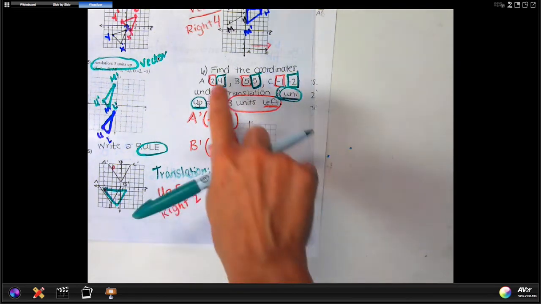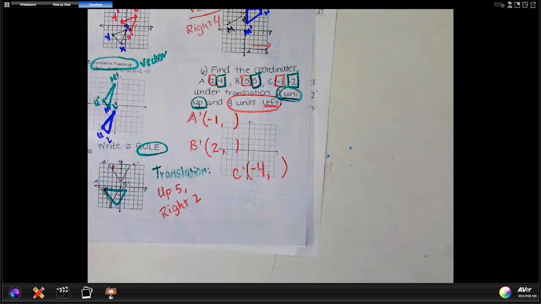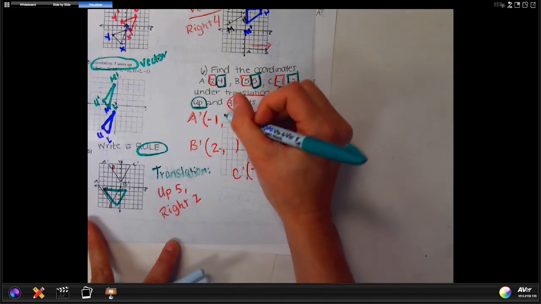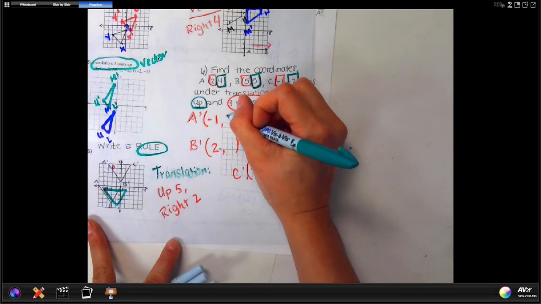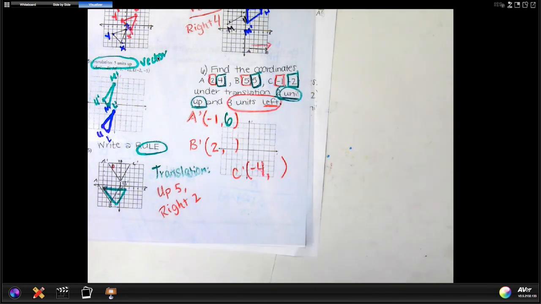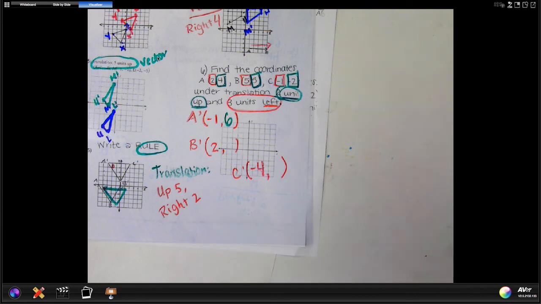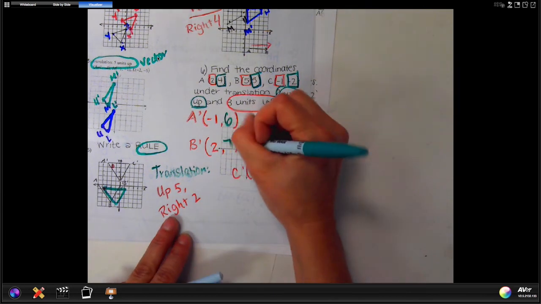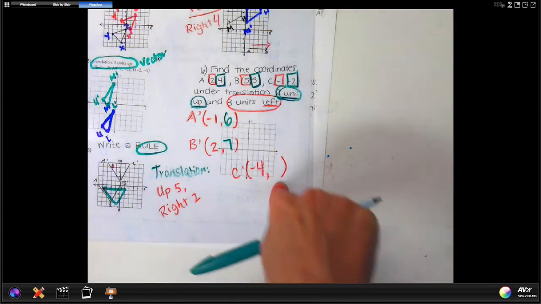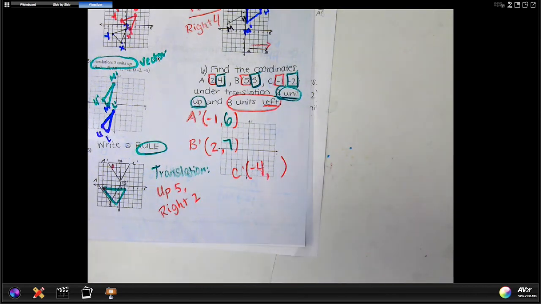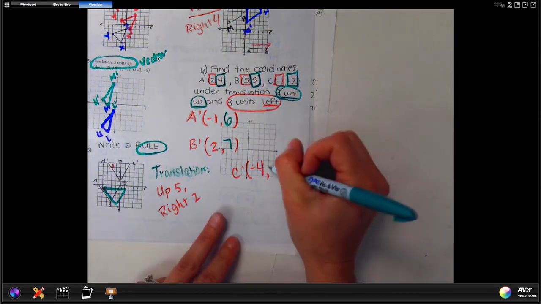Okay? So for A prime then, I have to add 2 to the 4. So it's going to be -1 comma what? 6. That's right. Good job. For B prime, it's going to be 7. I add 2 to the 5. And then finally for C, 0. That's right. -2 plus 2 is 0.